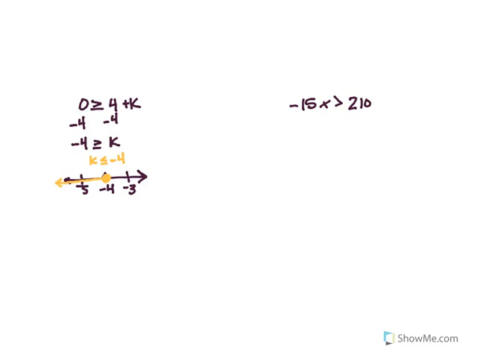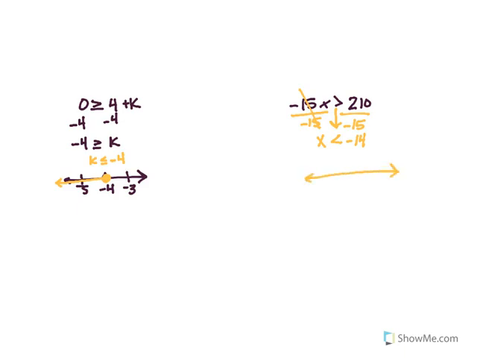Okay, this next one's a little different. We're going to divide by negative 15. However, as soon as I do that, I need to take this sign, because we're dividing by a negative, and flip it the other direction. These will go away. Then I'm left with x. And 210 divided by negative 15 is negative 14. So x is less than or equal to negative 14.